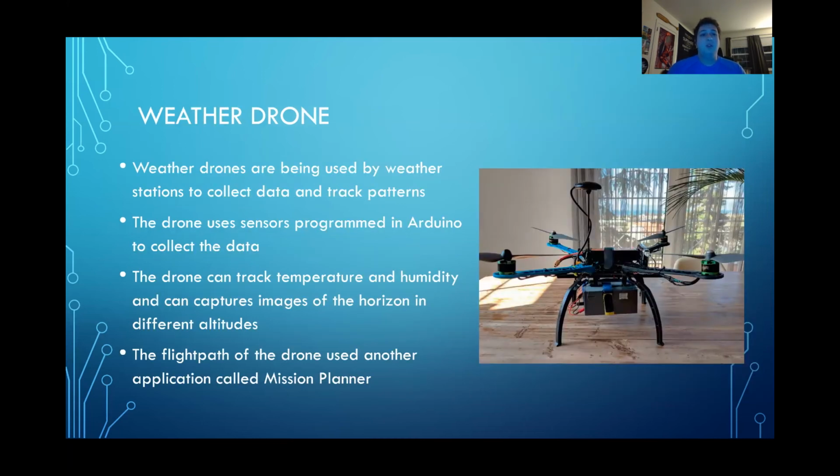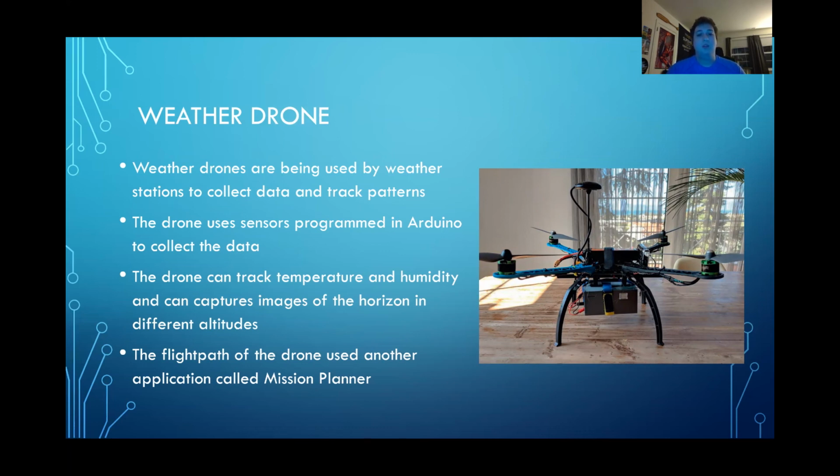There is actually a weather drone being developed right now that is used by weather stations to collect data and track weather patterns. The drone uses sensors programmed in full Arduino to collect the data. It can also track temperature and humidity and can capture images of the horizon at different altitudes. So the sensors, I believe, can also help detect what the altitude is for that drone, which is really neat.